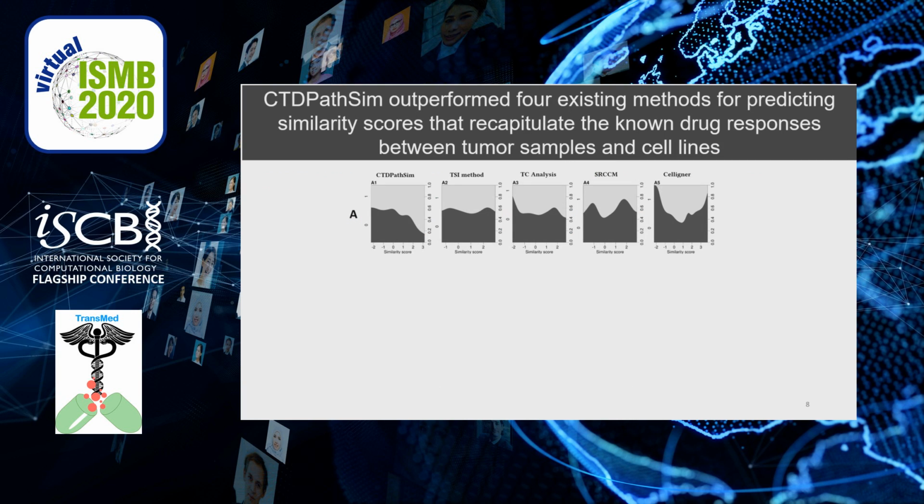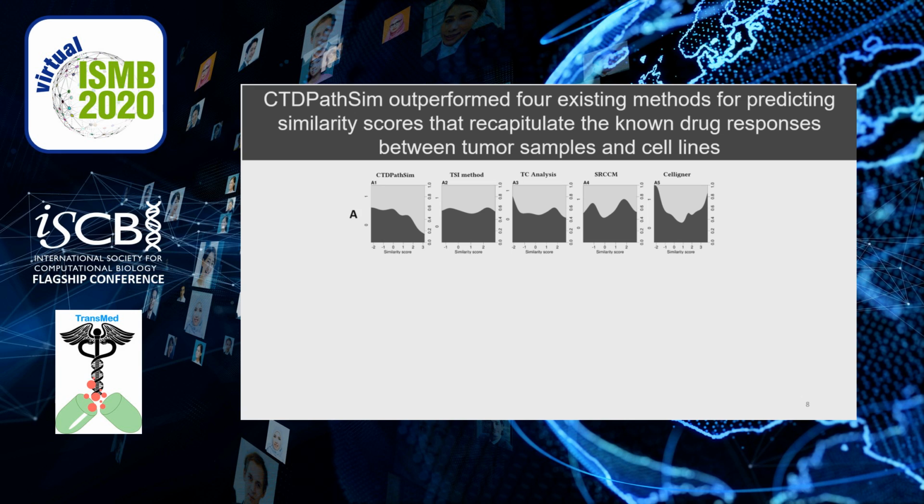We performed several tests to assess the similarity scores of sample cell line pairs computed by CTDPathSim. We compared CTDPathSim with the four state-of-the-art methods, namely TSI, TC analysis, SRCCM, and CellLiner. Our computed similarity scores were found to be significantly associated with the responses of known cancer drugs between cell lines and samples. In this figure, we showed the drug response concordance with sample cell line similarity scores of the drug vinorelbine between breast cancer samples and CCLE cell lines, with the similarity scores computed by 5 different methods.